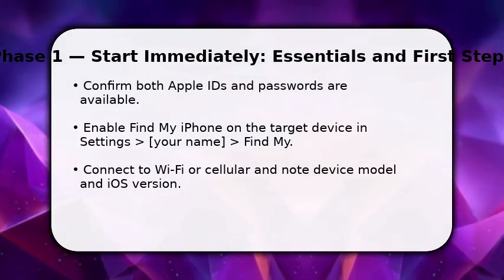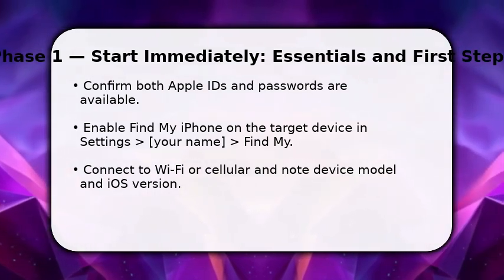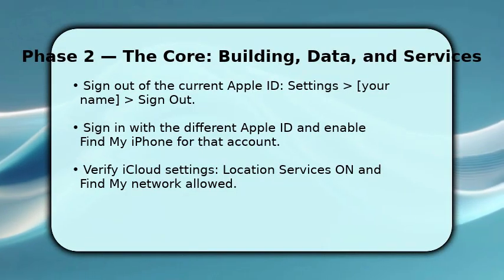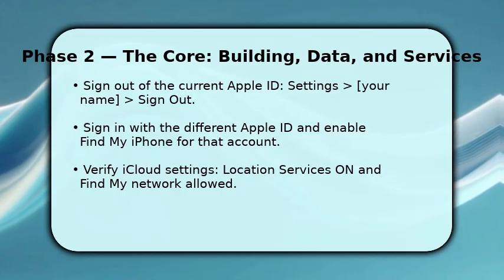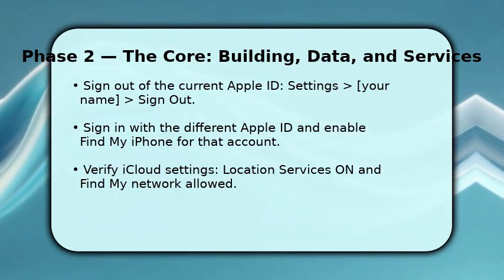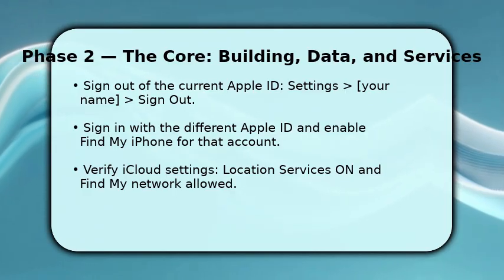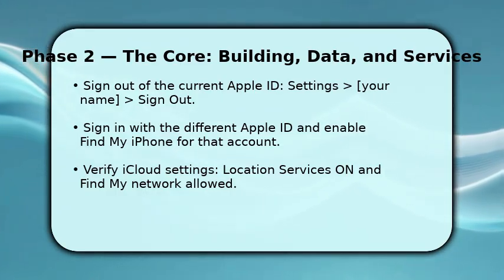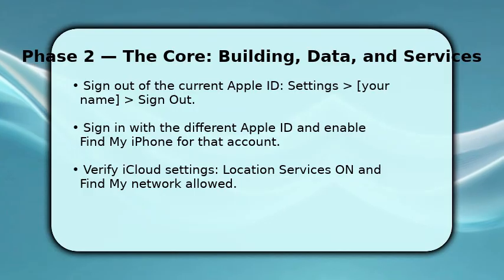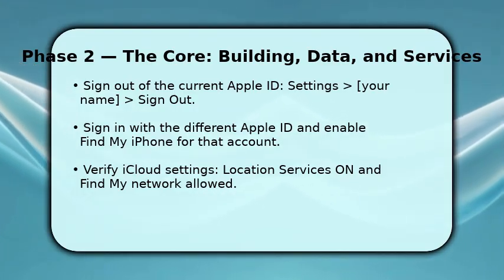Now prepare the other Apple ID details. We'll switch accounts next. You sign out of the current Apple ID in Settings. Tap your name, scroll, choose Sign Out, and keep or remove local data as needed. Then sign in with the alternate Apple ID, enter password, verify with 2FA if prompted, and confirm iCloud sync. Once signed in, enable Find My iPhone and allow Find My network access. Make sure Location Services is on so the device can report position. If you see Activation Lock, pause and gather original ID credentials before proceeding.